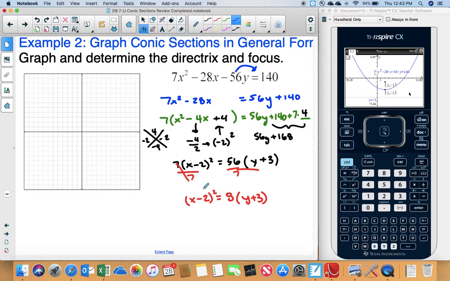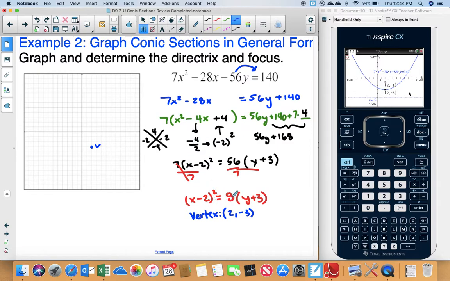We can locate the center. It's left 2 units, oh, I'm sorry, that's a -2, it flips. So it's right 2 units, and then it's down 3, 1, 2, 3. There's my center, or my vertex here, is 2 to the right, 3 down. So that's what that is right there. As we see it over here, (2, -3).